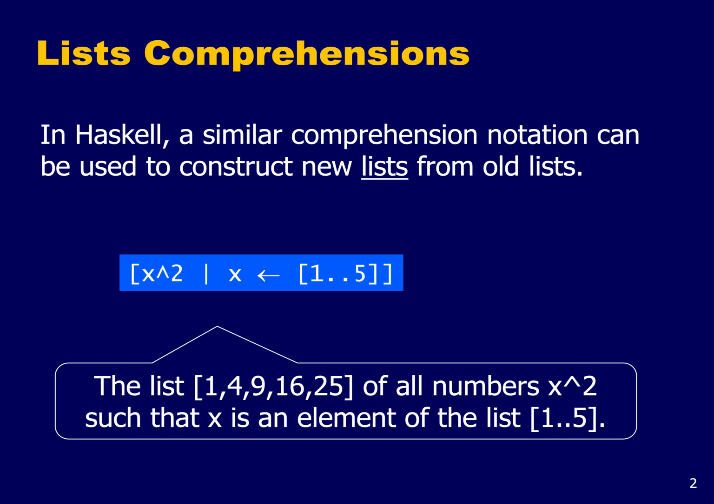Whereas with a list, the order in which you write things matters. So 1, 4, 9, 16, 25 is a different list than if we started permuting the elements around. And also how many times we write a number in a list matters as well.